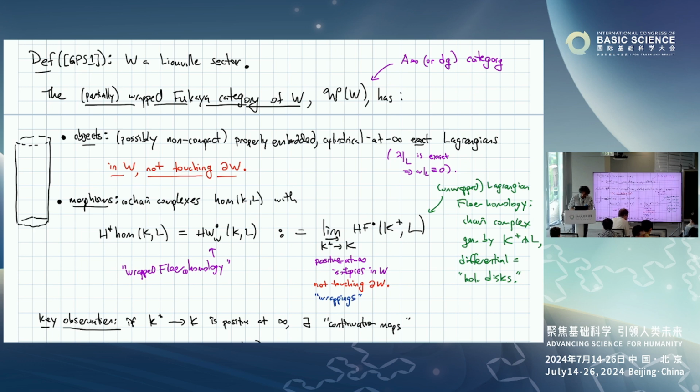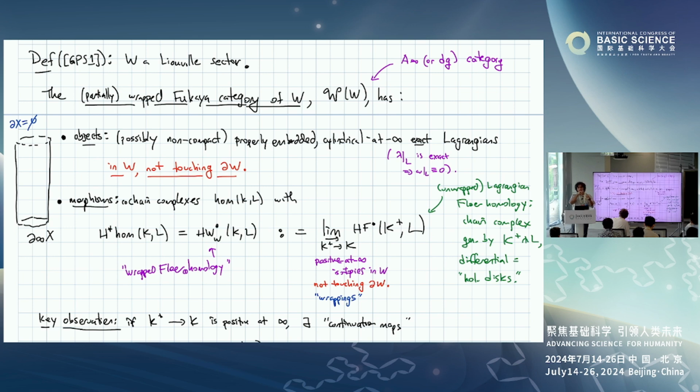So a Liouville sector has two types of boundaries. One is a boundary that's actually at infinity. It's not a boundary, it's like some limit at infinity. So we call that the boundary at infinity. And then the other, well, in this case, there's no sector boundary, so the sector boundary is empty. And what we're not allowed to touch is the sector boundary.